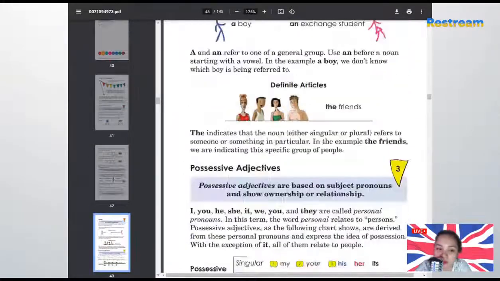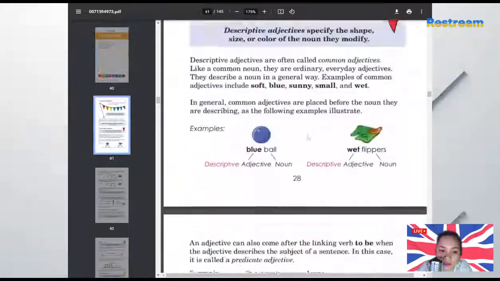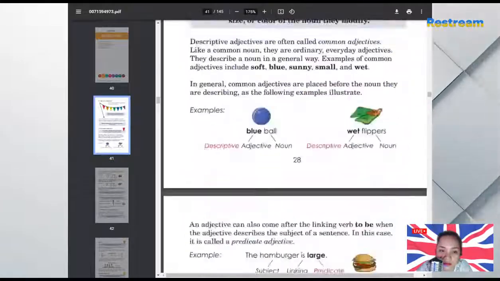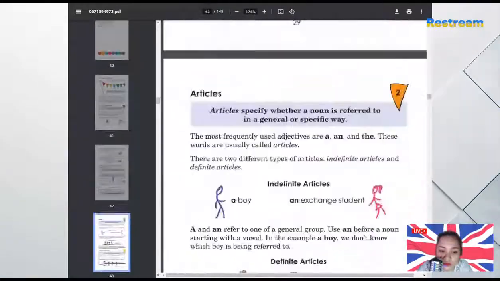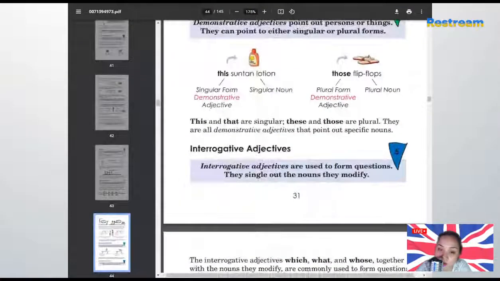Okay, so none. What page are we? So one, two, three, four. Okay, we're almost done.